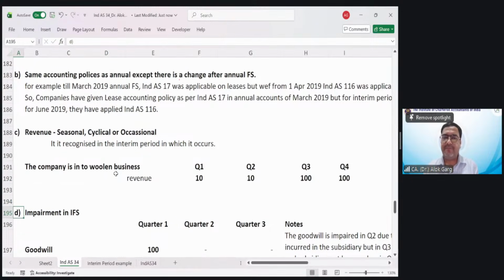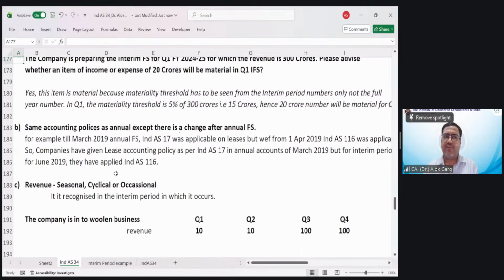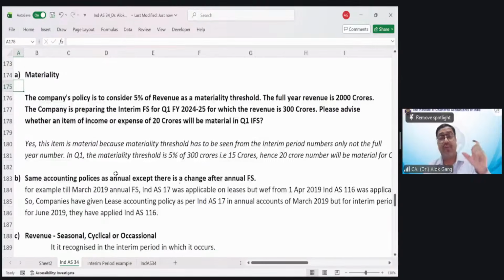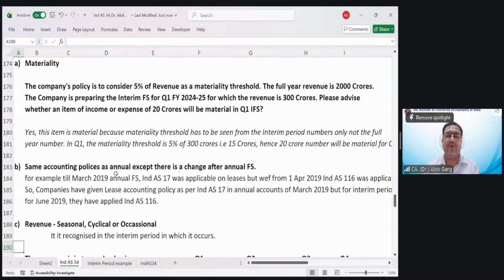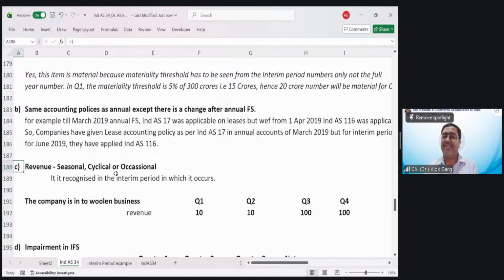Is that clear? Any doubt? So materiality has to be considered for the period for which the financial statement has to be prepared. If it is the same accounting policy as annual, you have to just write a fact. Otherwise, you have to change. If it is changed after annual financial statement, you have to give the new accounting policy, and you have to apply the new accounting policy. If revenue is seasonal, cyclical, or occasional, you have to record the same revenue which is incurred in that quarter.